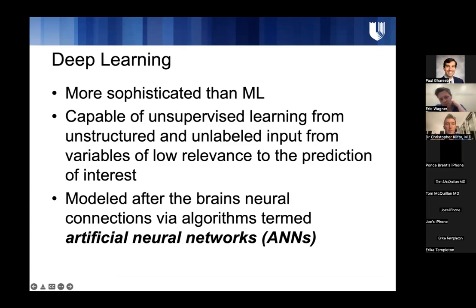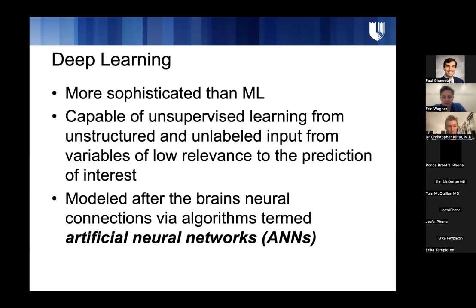So when you go to deep learning, that's like the next level of what machine learning is. If machine learning is a subset of AI, deep learning is a subset of machine learning. So essentially, it's capable of unsupervised learning from unstructured and unlabeled input from variables of low relevance to prediction of interest. And again, I'm going to go over an example because that's a tough definition to understand. But it's modeled after the brain's neural networks.